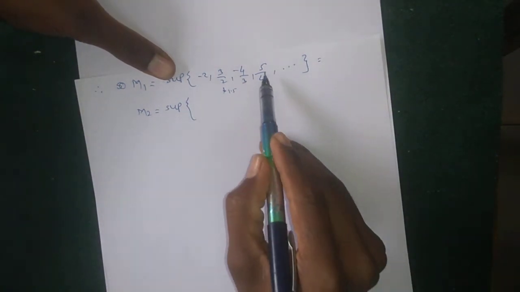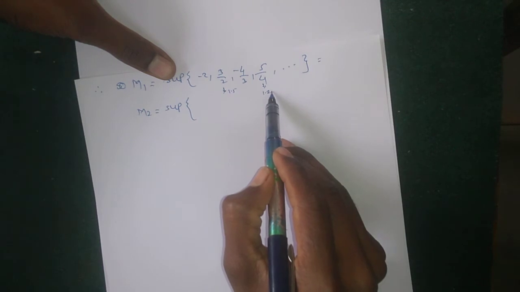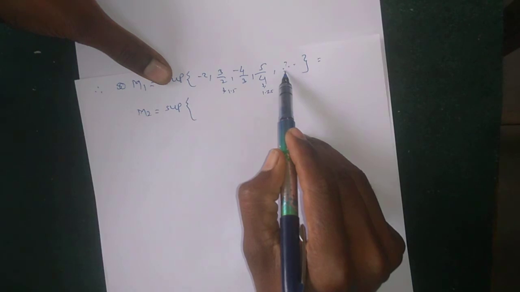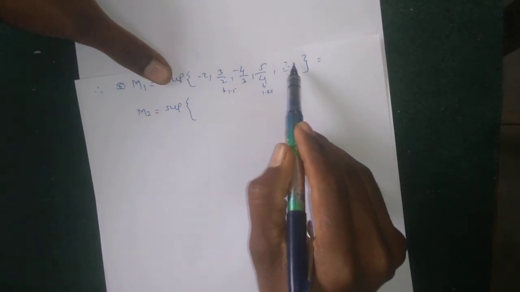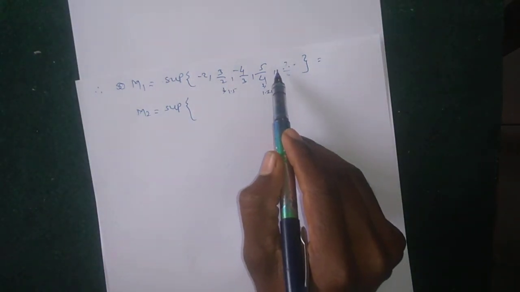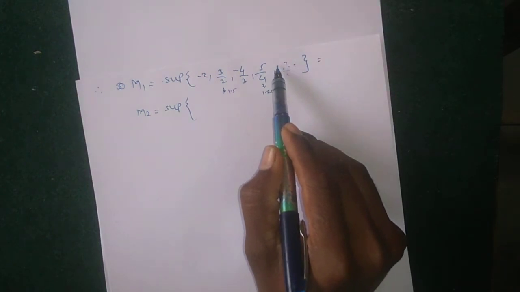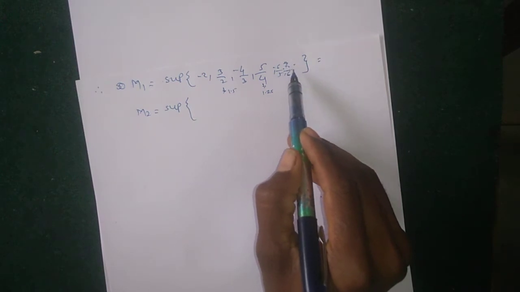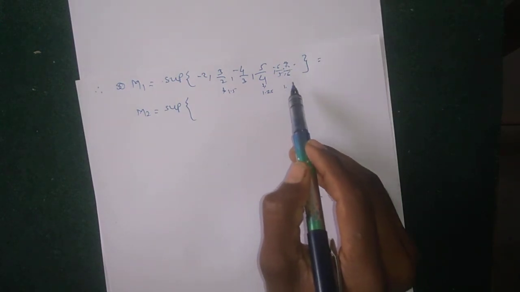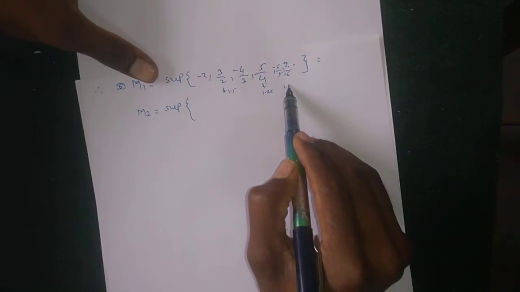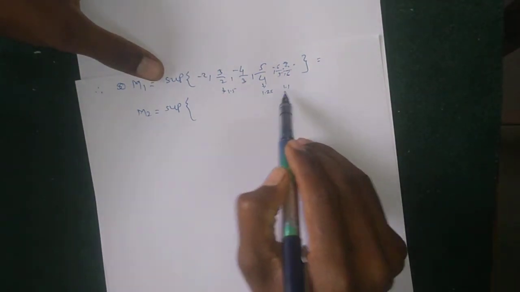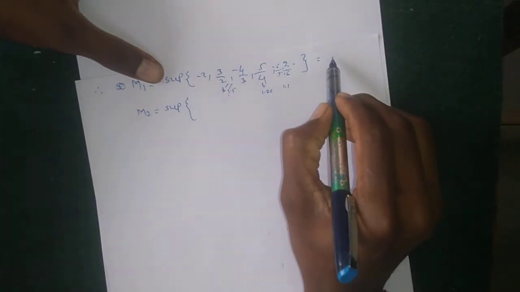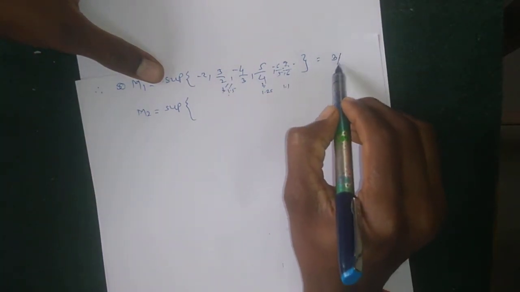Then the next value is 7 by 6. Okay, here minus 6 by 5, then 7 by 6. 7 by 6 means 1.11 something, means all of these values are less than 1.5. Therefore the supremum is 3 by 2. M1 is equal to 3 by 2.